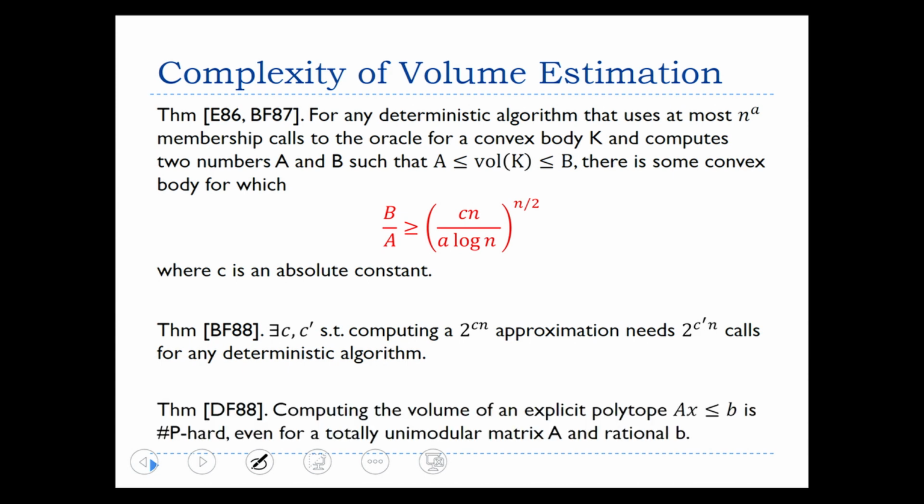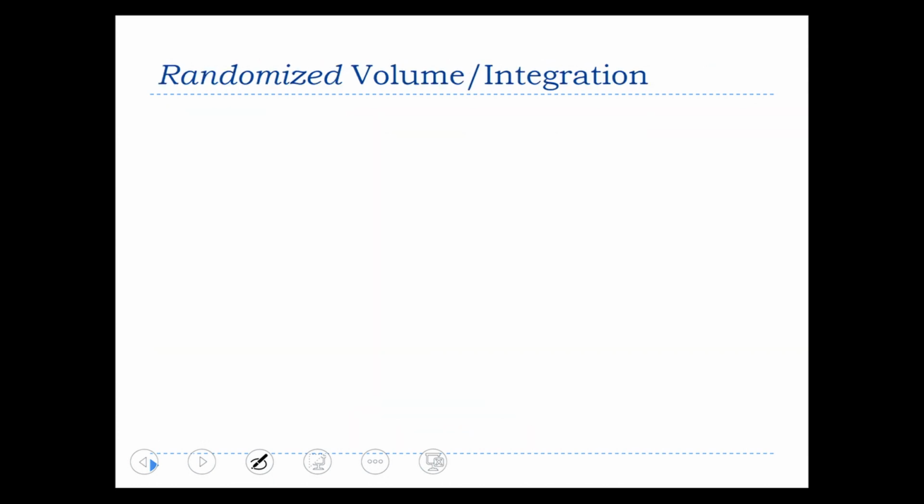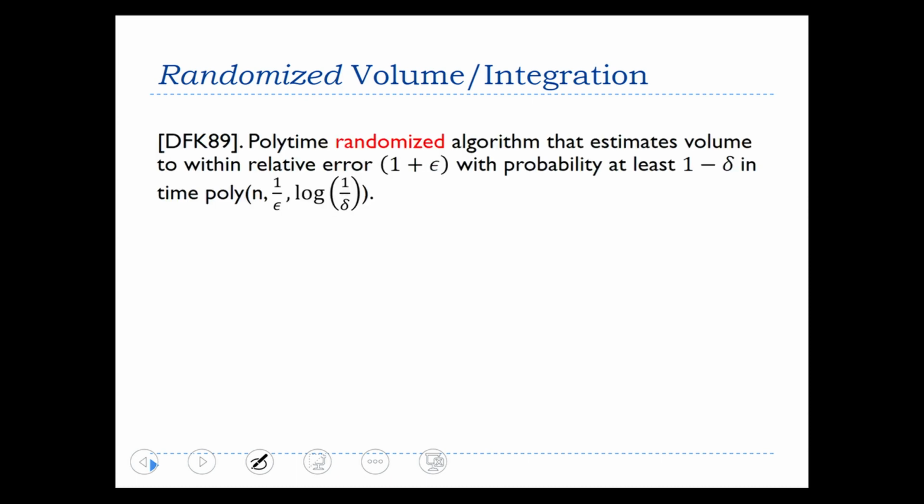So this was all in this oracle model where you're just saying in or out. Even if you had an explicit polytope, computing the volume exactly is #P-hard. So given the situation, what can we hope for? Well, we use randomness, of course, because those theorems were for deterministic algorithms. And now suddenly the situation is totally different.